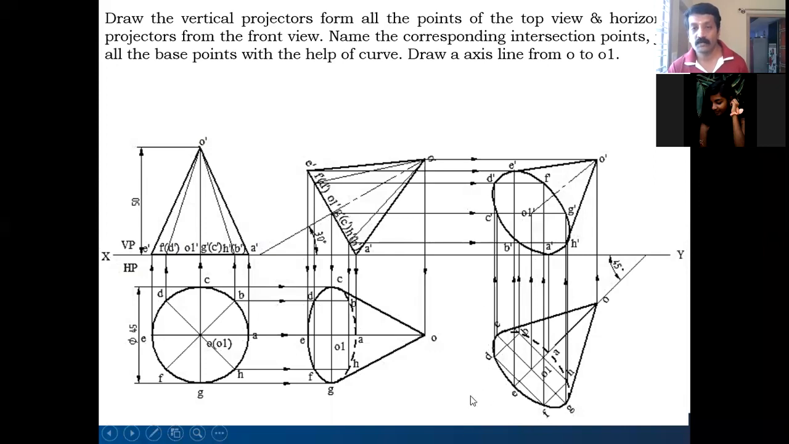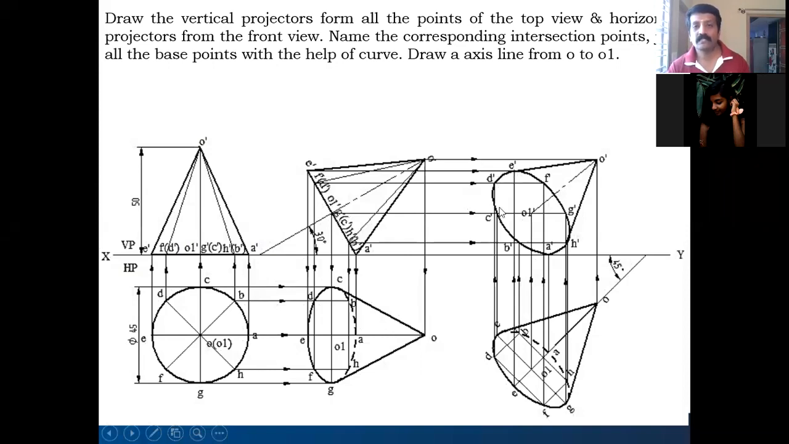The entire base is towards you. Looking from the front, you can see the entire base of the cone. See, the initial position you have drawn, the second position you have tilted, the third position you have tilted like this. The complete base of the cone you can see. So that's why A, B, C, D, E, F, G, H.